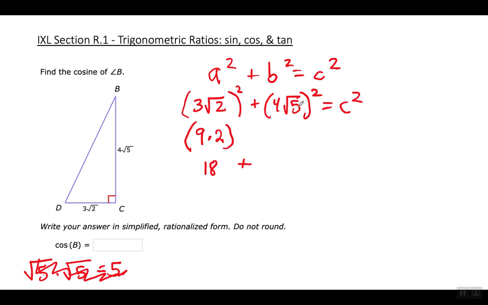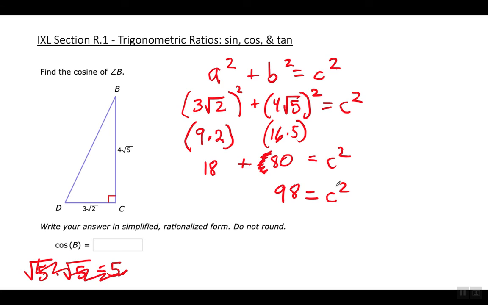Do the same thing here. First of all, 4 squared is 16. And square root of 5 times square root of 5 is 5. But really try to do this mental math. So this is going to give me 80. Why did I put that parentheses there? Sorry. All right. So this gives me 98 equals c squared.